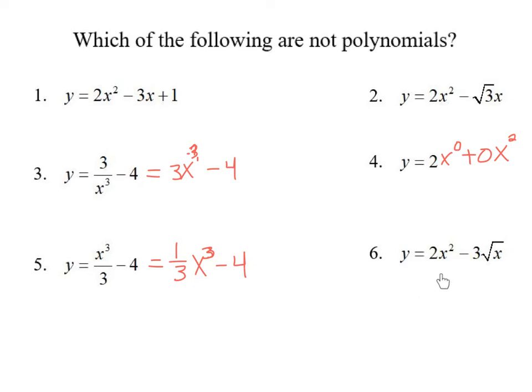All right, and then the last one here, I guess we've only found one that wasn't a polynomial, so this one, number 6, must not be a polynomial. We're okay, I think, with the first term, but when we get to that second term, we have that square root on the x, which when we write it out as power functions, this would be 3 times x to the 1/2, and 1/2 is not a whole number, so we don't have a polynomial.